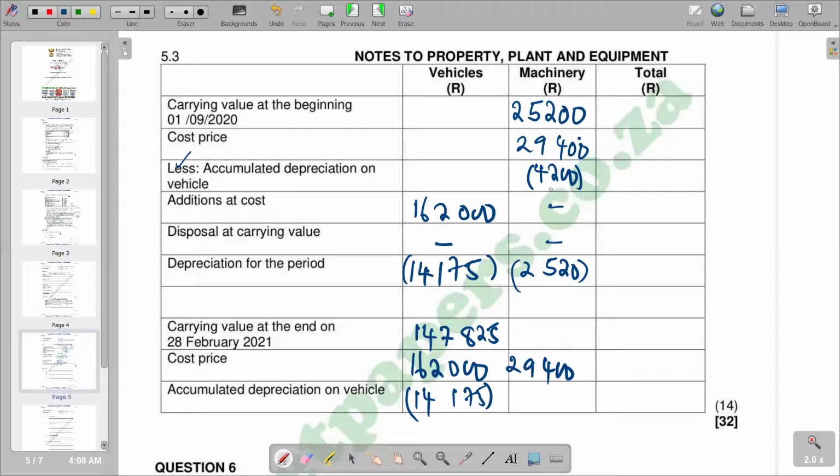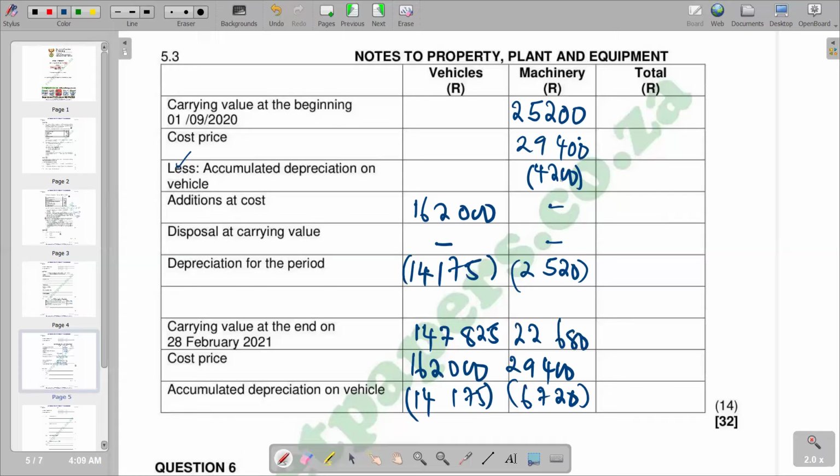Then accumulated depreciation, it's now this one that we have at the beginning, 4,200 plus the depreciation for the year, you get the accumulated. So we're saying 4,200 plus 2,520, and you get the accumulated at the end of 6,720. So the cost 29,400 minus 6,720, you get a carrying value of 22,680. So this is what we have.